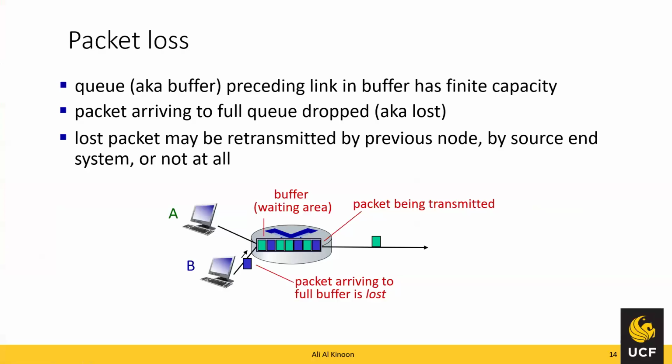Okay, now we'll continue. We'll speak about packet loss here, AKA the buffer. We said that each router has a buffer, and when the buffer overflows, the packets get lost. The lost packet may be retransmitted by the previous node, by the source end system, or not at all.